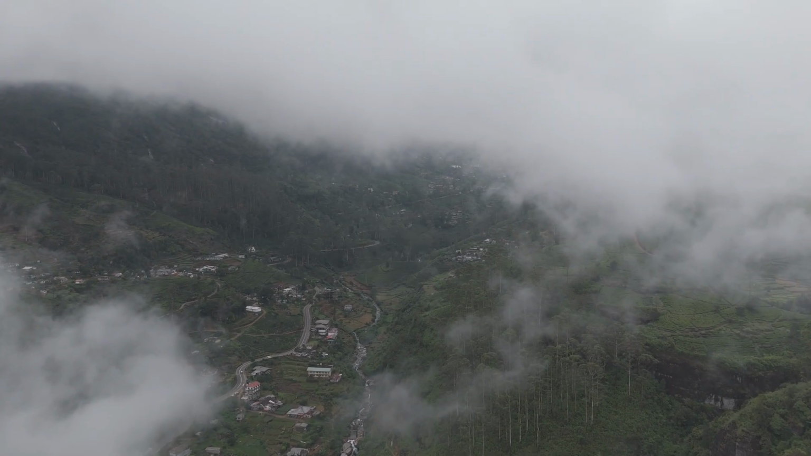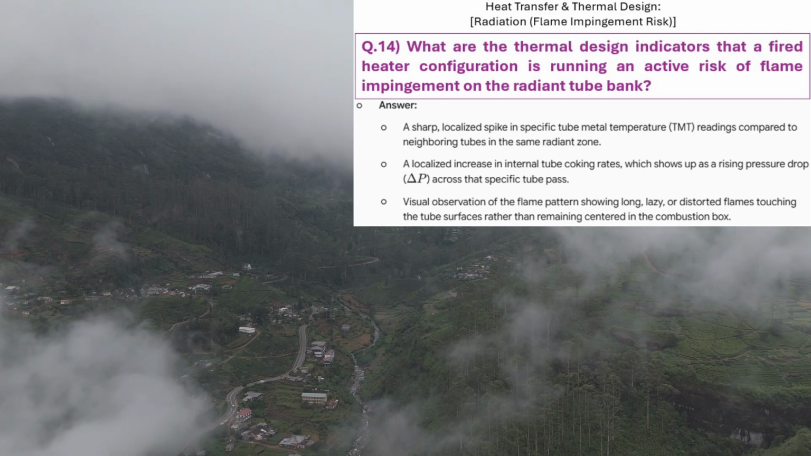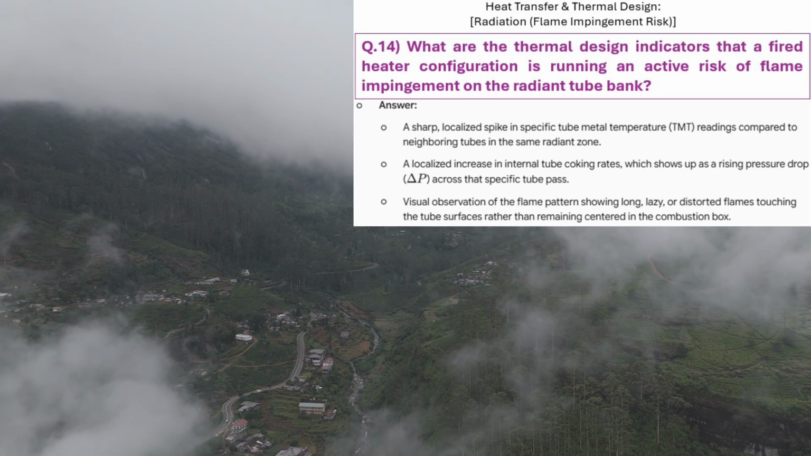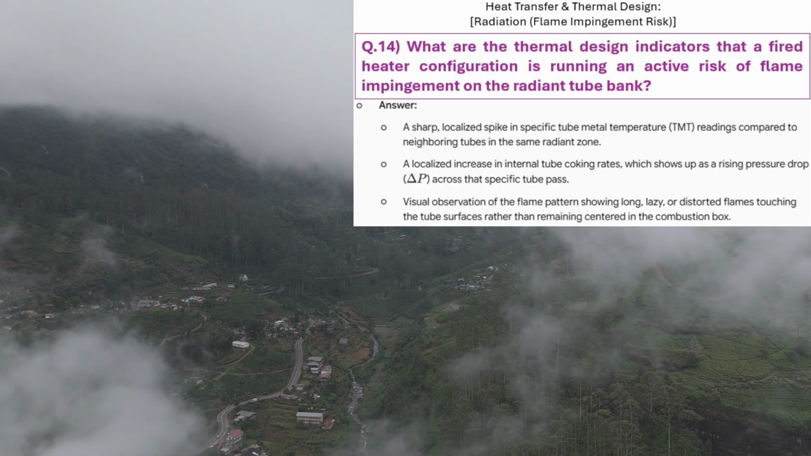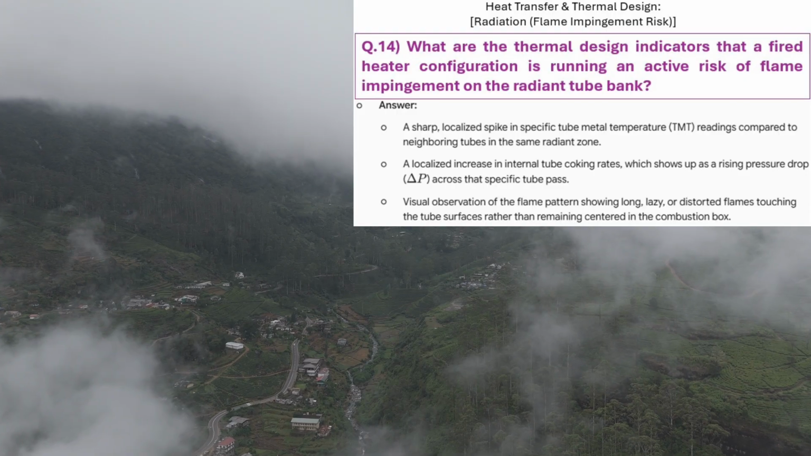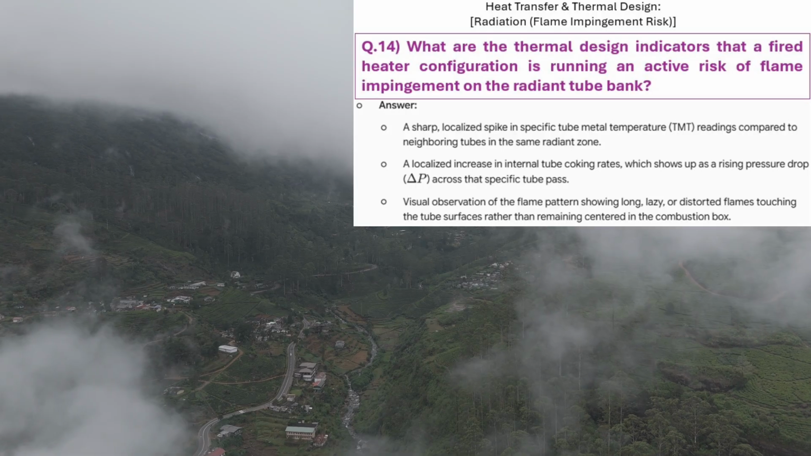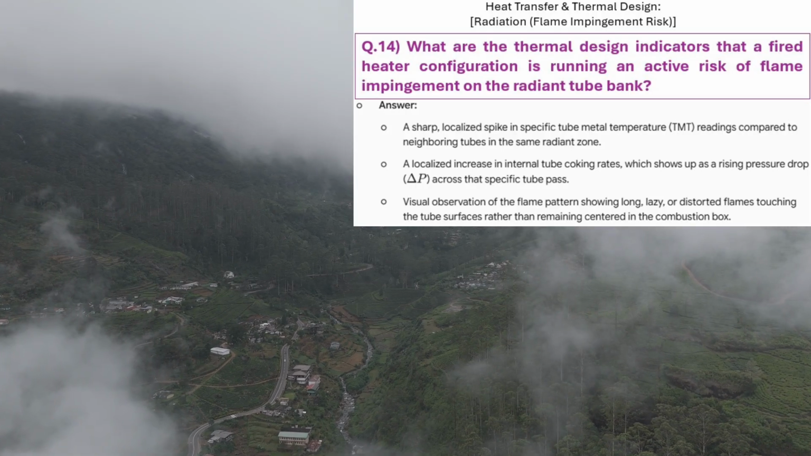I want practical field diagnostics. If I am standing on the metal deck looking at a fired heater, what specific indicators tell me there is an active risk of flame impingement on the radiant tubes? The field indicators are immediate and physical. First, you verify the DCS for a sharp, highly localized spike in specific tube metal temperature, the TMT.